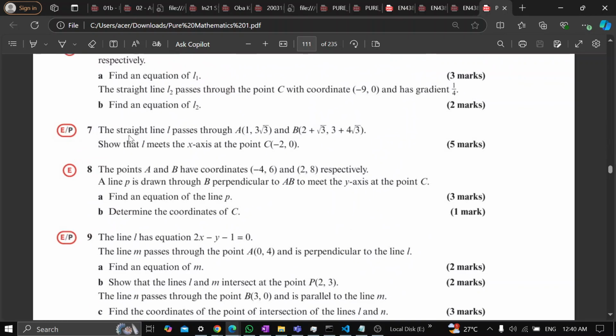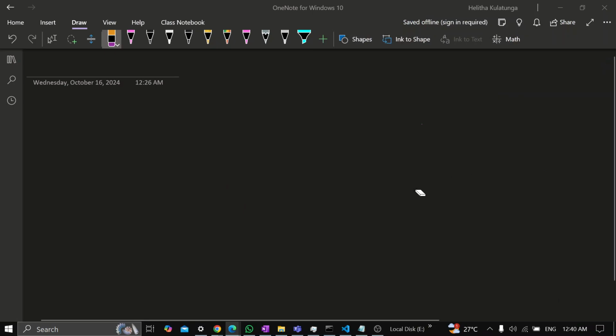A straight line L passes through A, which is (1, 3√3), and B, which is (2 + √3, 3 + 4√3). We have to show that the line L meets the x-axis at the point (-2, 0). So let's get into it.